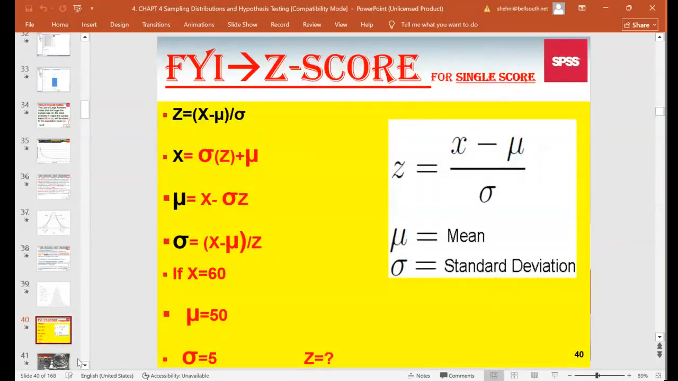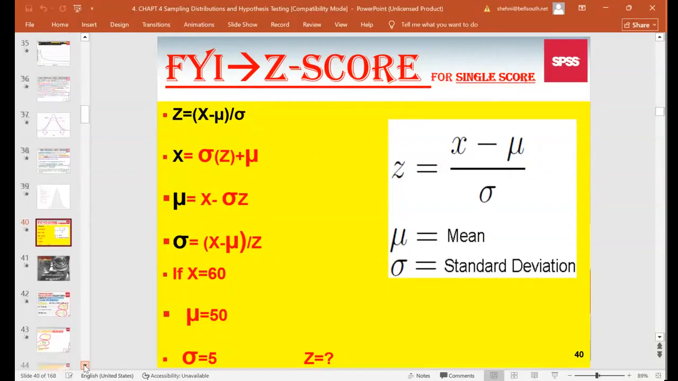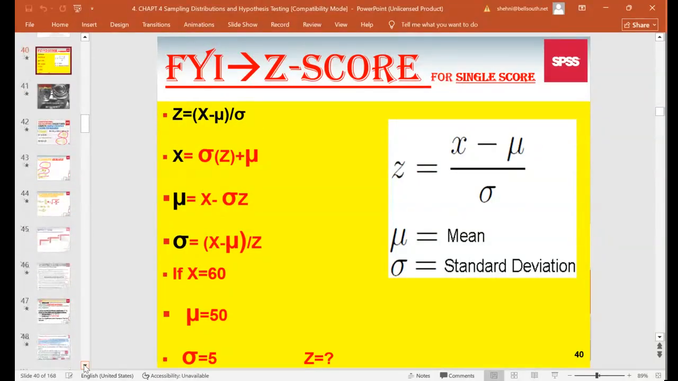So the formula that we used previously for the Z was Z equals X minus mu divided by standard deviation. We use the Z score when we use a standardized test in our research, whether for a single score, that formula we already covered, or for research where you have more than one score. It's a little different, and we're going to go over it momentarily.